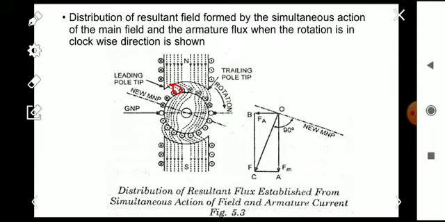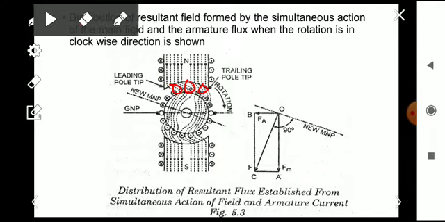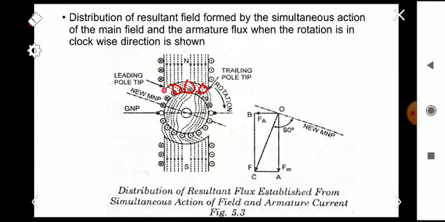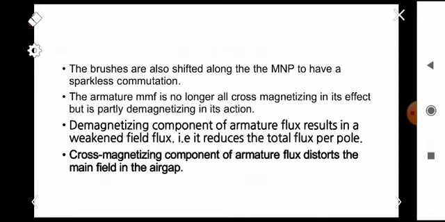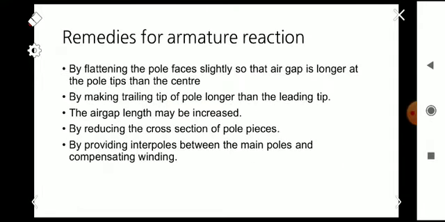And also we can use the compensating winding. The compensating winding will be placed under the pole faces. This is the pole face. So just below the pole faces we can place the compensating winding. This compensating winding will cancel the armature flux in the polar region, that's just below the main poles. So these are the main methods, the remedies for armature reaction.